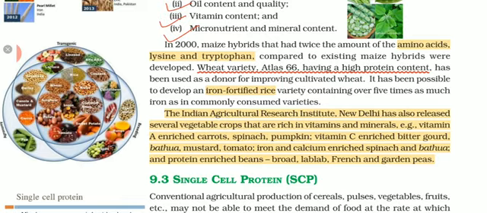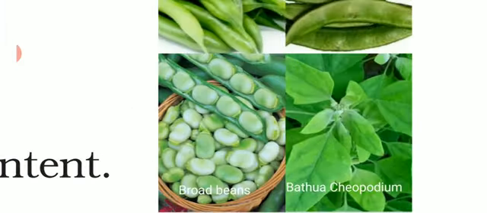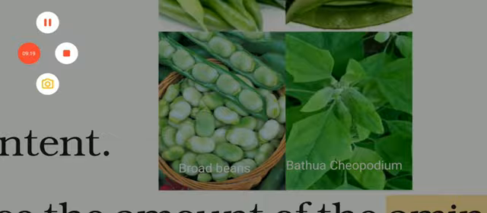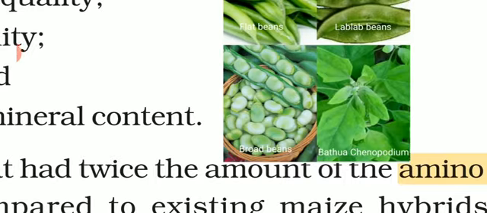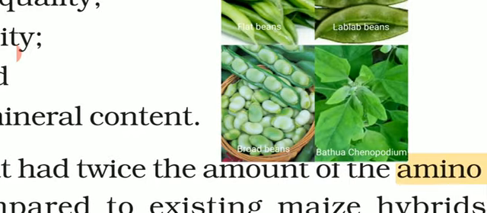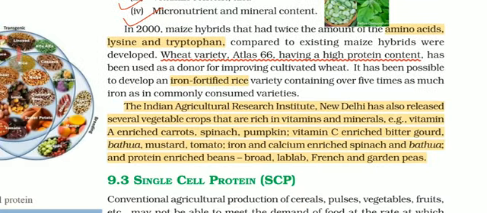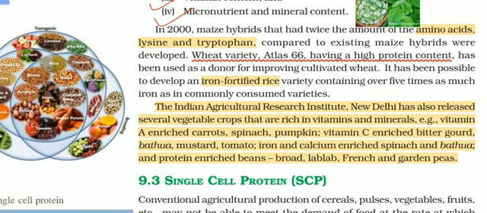Bathua. Bathua is mostly used in saag preparation. You can see here I took a picture of bathua. So this is bathua. Chenopodium is the name. So chenopodium is the scientific name of bathua, right? So in this also they have enriched vitamin C. Then is mustard, then tomato. Then they have talked that biofortified spinach and bathua rich in iron and calcium has been made.